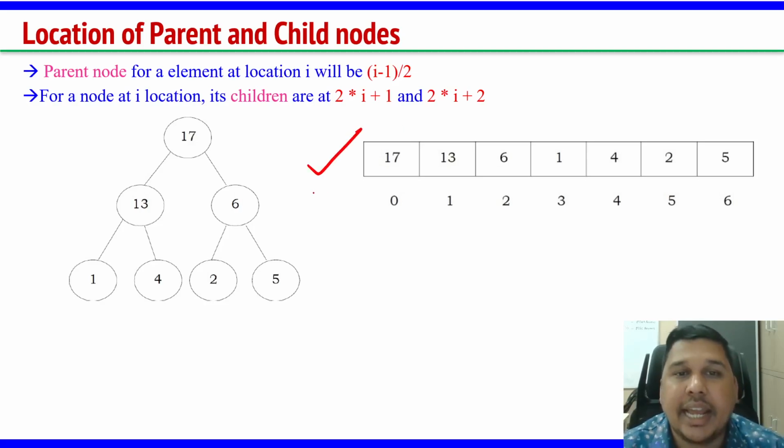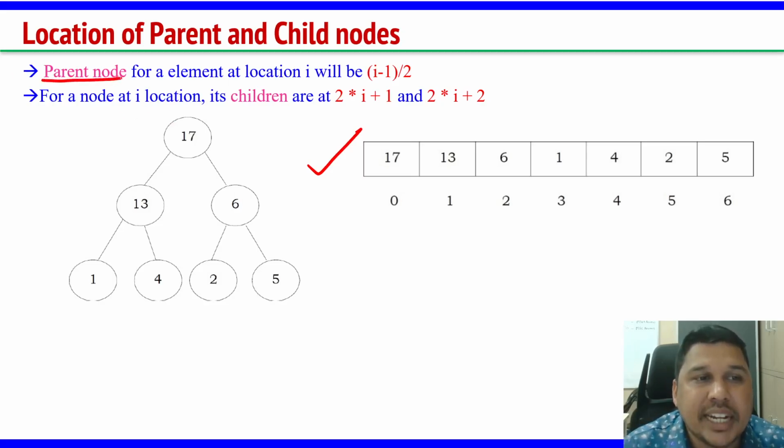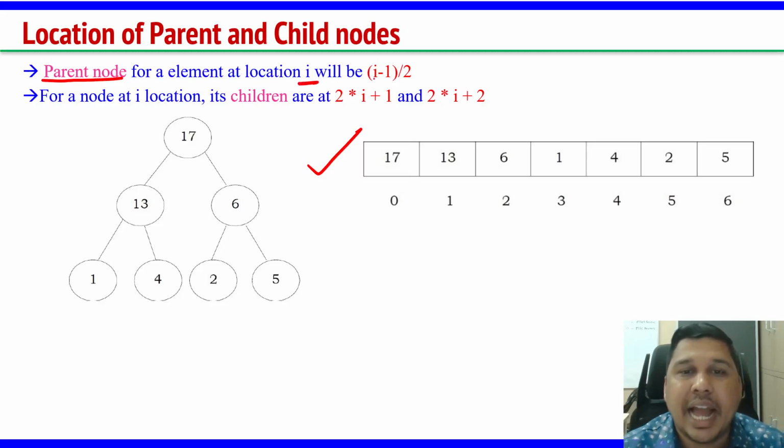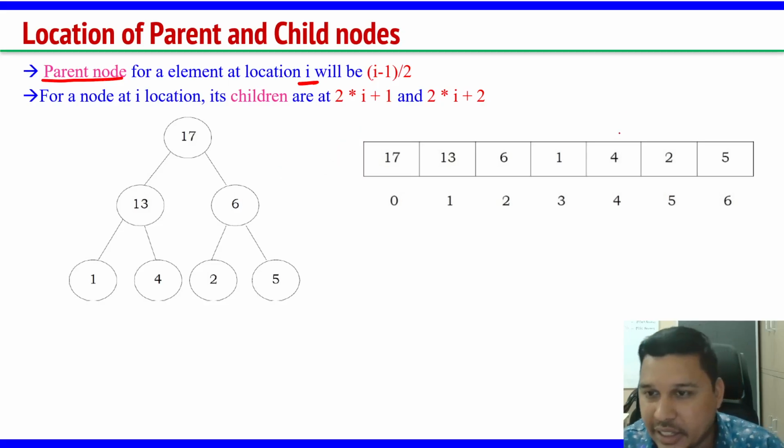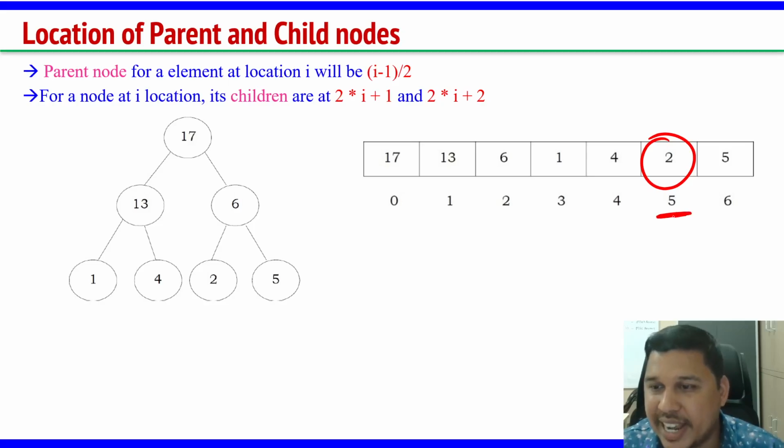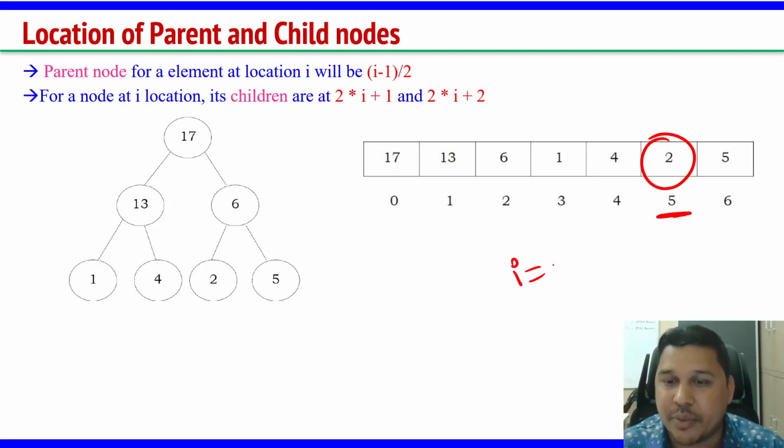Somebody gives an array, and we have to find out the tree structure. The first very important point: the parent node for any element at location I will be (I minus 1) by 2. Take an example: take this element 2, what is its index? 5. I value is 5.